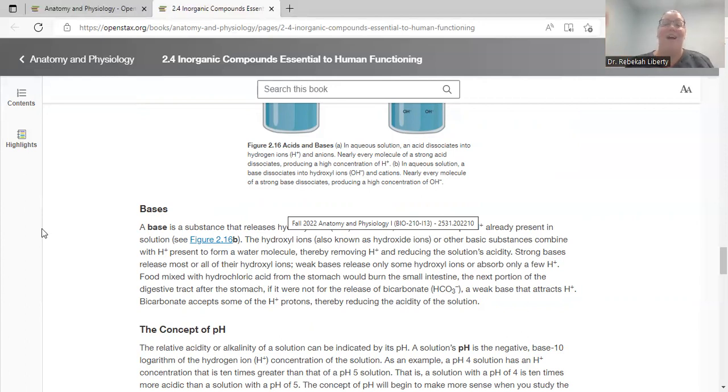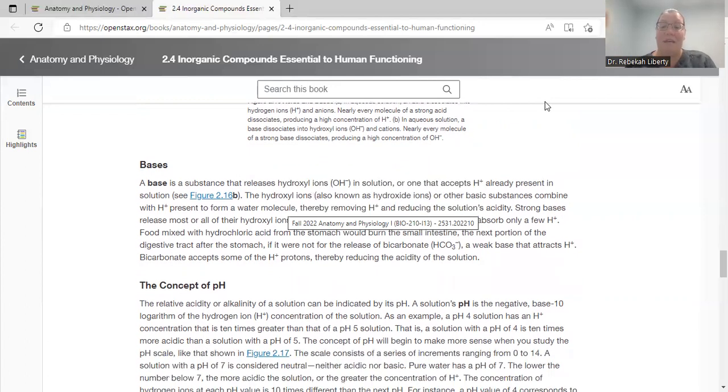See that? So a base either releases OH or it accepts hydrogen that's already present. So a base kind of has 2 potential chemical interactions that could occur. Could do just one or just the other. So we talk a lot in the body about being able to remove hydrogen, remove those protons and accepting that, kind of getting it out of the way, so that we don't get too acidic, because too acidic, again, could cause tissue damage.